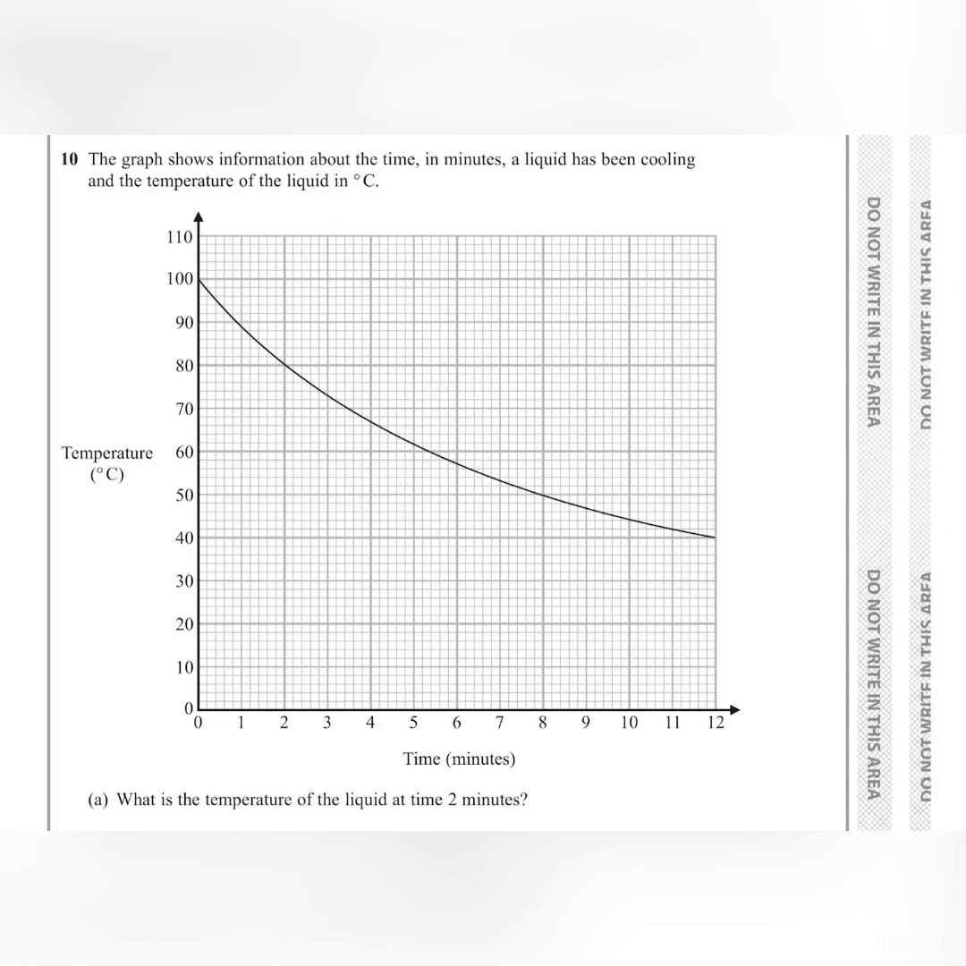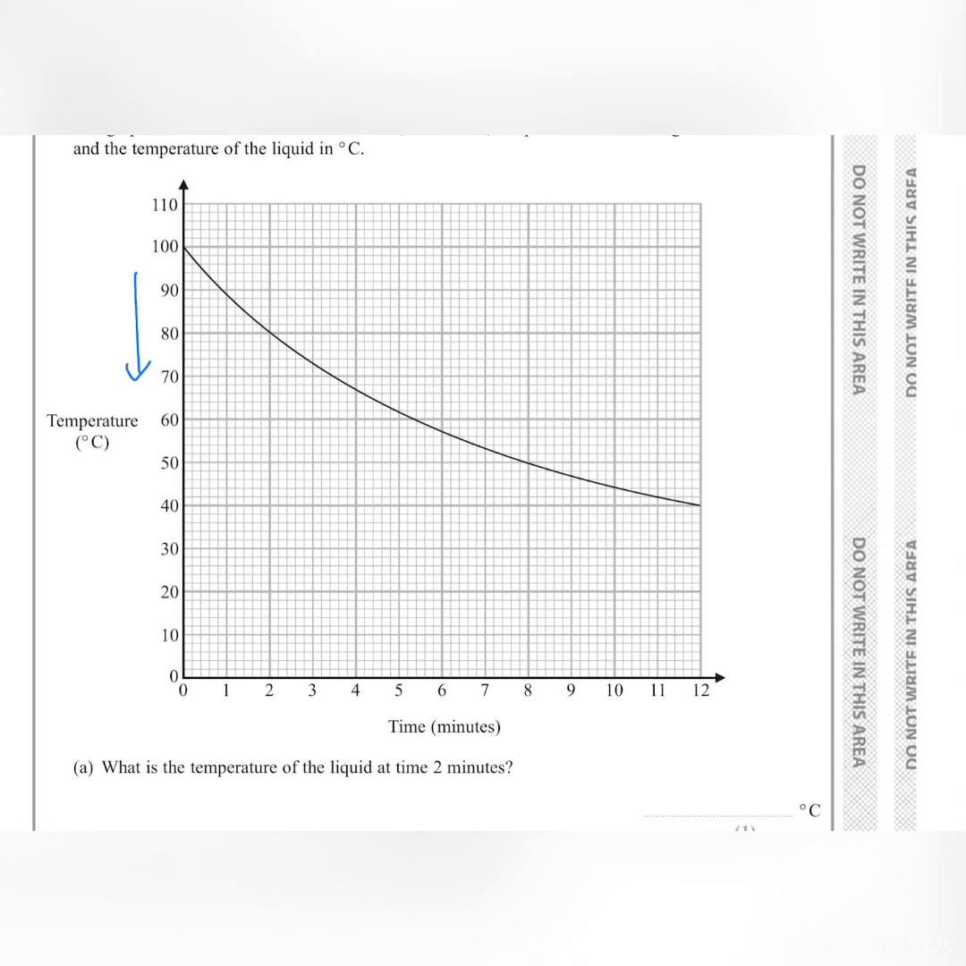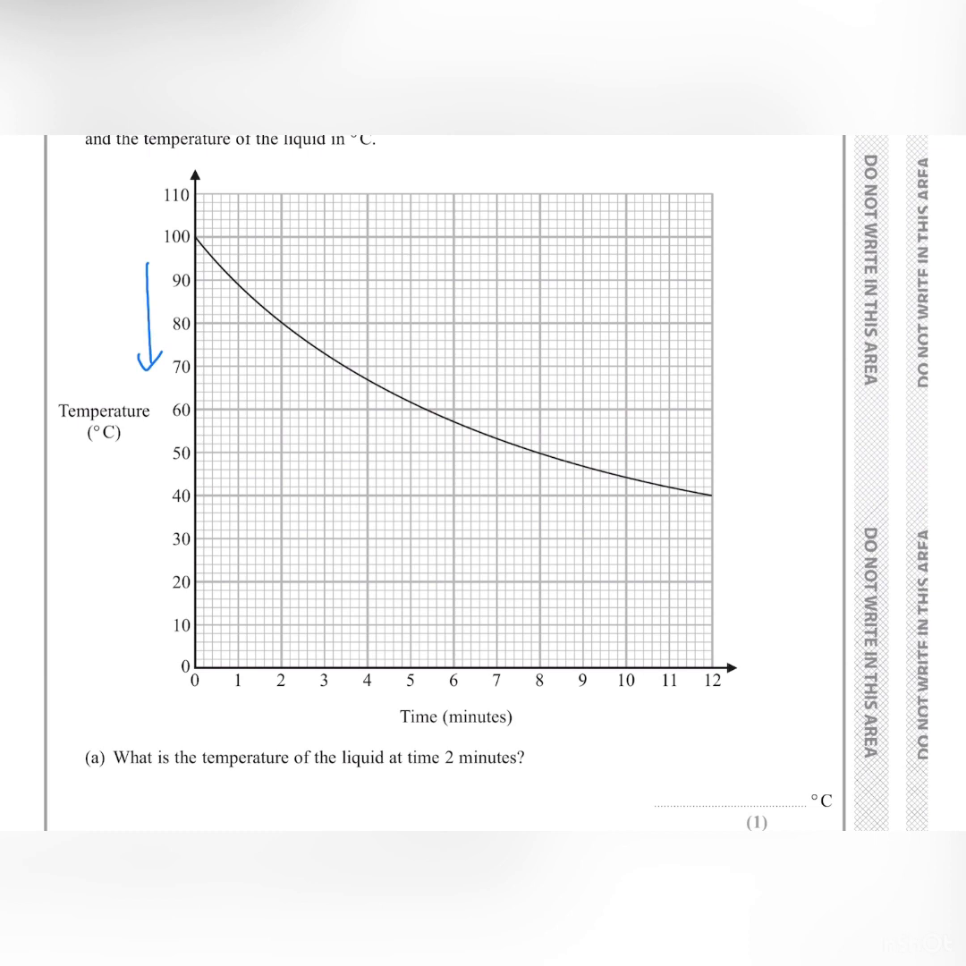Right, question number 10. It says the graph shows information about the time in minutes a liquid has been cooling and the temperature of the liquid in Celsius. Okay, so as you can see from the graph, it's a downward curve, so that means the temperature is decreasing over time. It says, what is the temperature of liquid at 2 minutes? Okay, so at 2 minutes, if you were to go up this line here, that is 80 Celsius, 80 degrees.